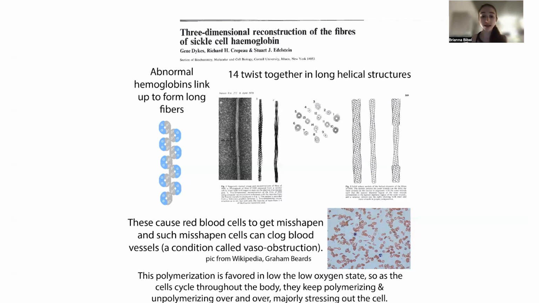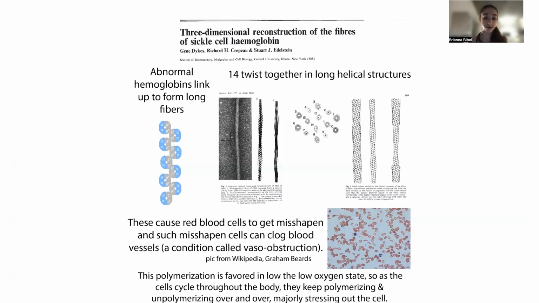And so as the blood is traveling throughout the body, you're going from high to low oxygen. You're going to polymerize and unpolymerize and polymerize and unpolymerize, and basically you're super stressing these blood cells out. This is happening, you can go through the cycling like 4 times a minute or so, and so these blood cells are going to have a shortened lifetime in addition to causing this vasoobstruction.